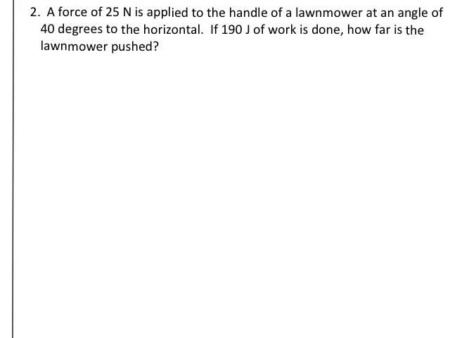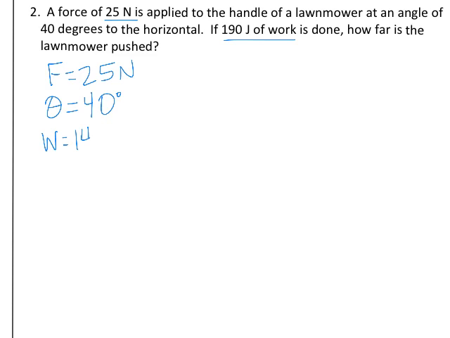Now for our second example, let's go through and identify all the variables for the numbers that are given. We have a force of 25 newtons. The handle of a lawnmower is at an angle of 40 degrees to the horizontal. And you should know when you push a lawnmower, we're actually going to be moving along the horizontal, so this will be the angle that we use. Then it tells you that 190 joules of work is done, and we are asked to find how far. So we're looking for the distance.